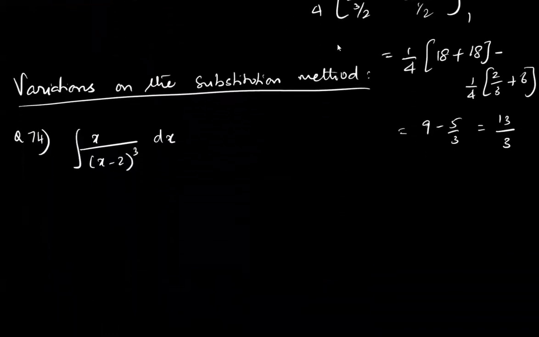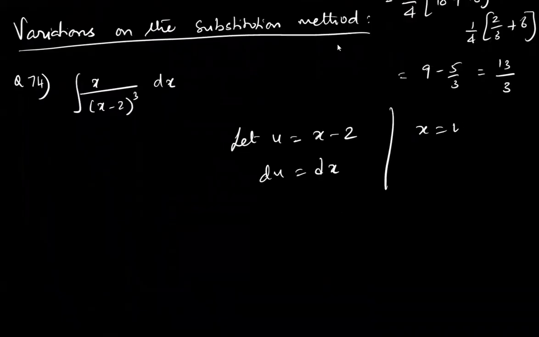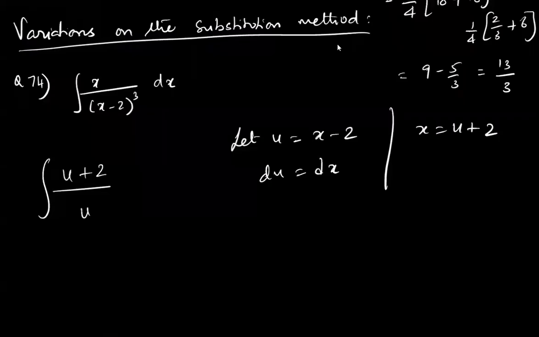We're going to see some variations on the substitution method here. What I'm going to do is make my u to be x minus 2. Then my du is dx. But what is my x? My x is u plus 2. So this problem becomes u plus 2 over u cubed times du.